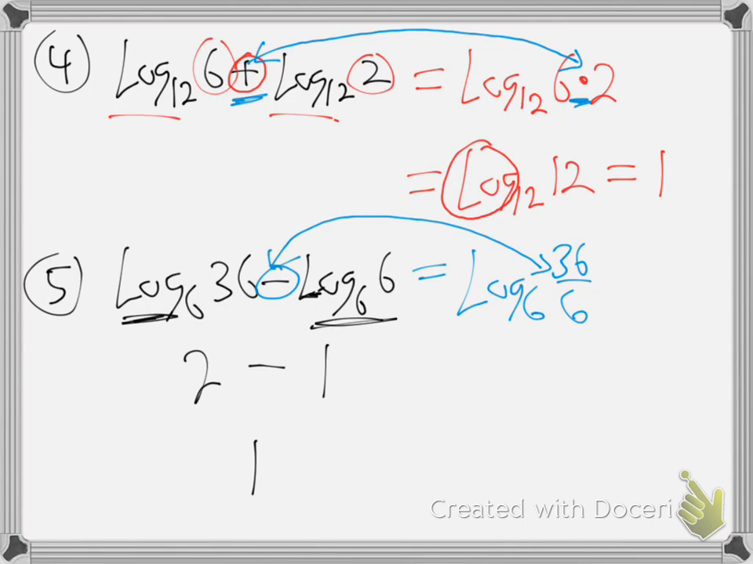Versus adding and multiplying, which both make things bigger. So they go together. So we could do this, and then this is log base 6 of 36 divided by 6. What is 36 divided by 6? 6, and then you know that's 1. So either way you want to solve it, it's going to be 1, isn't it? All right, let's keep going.